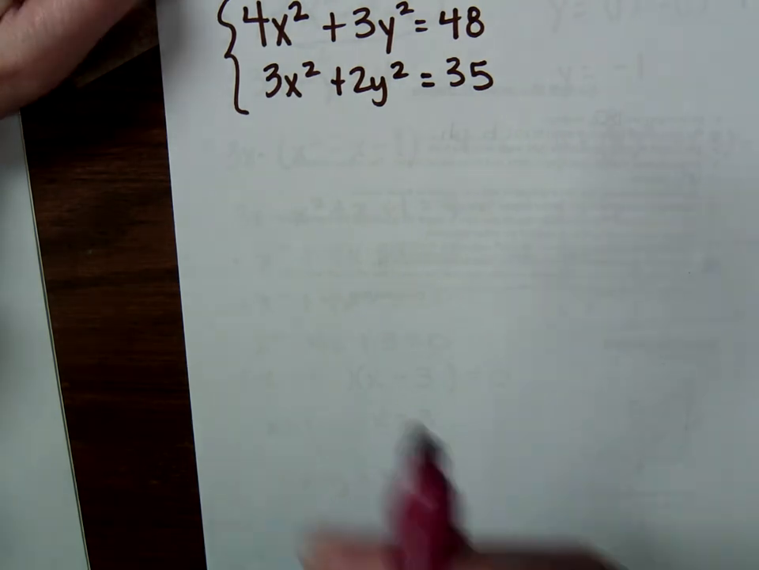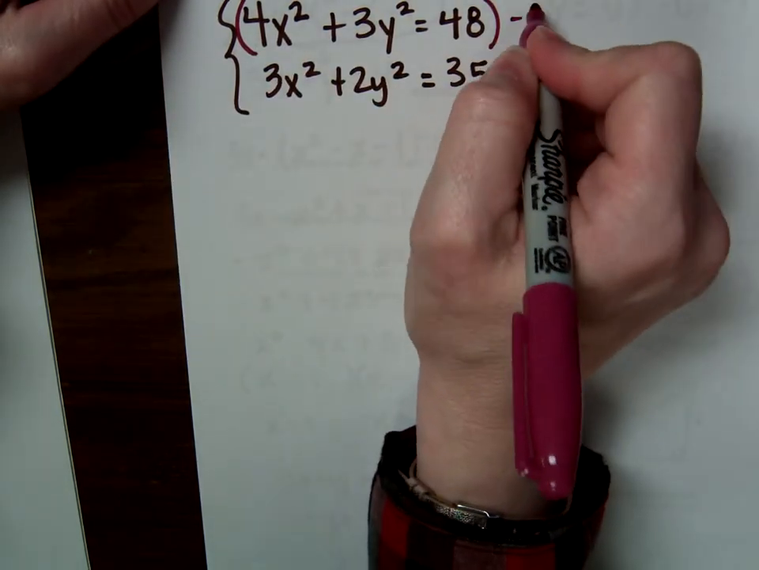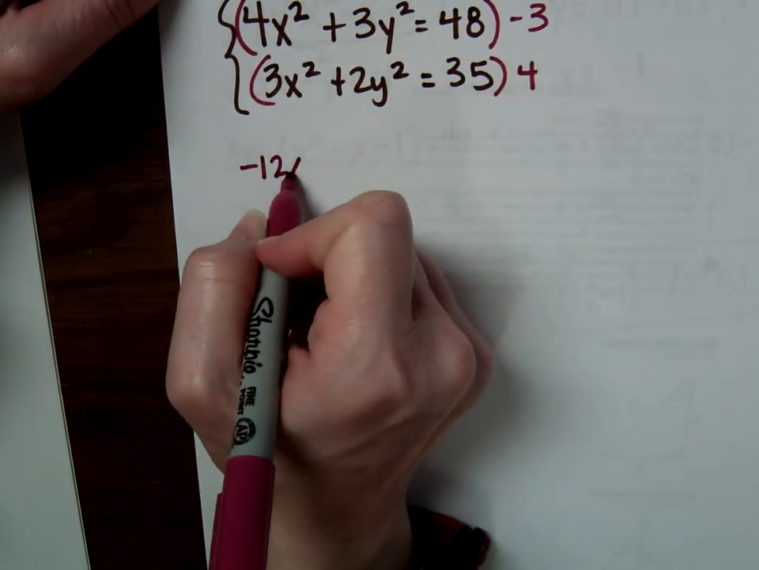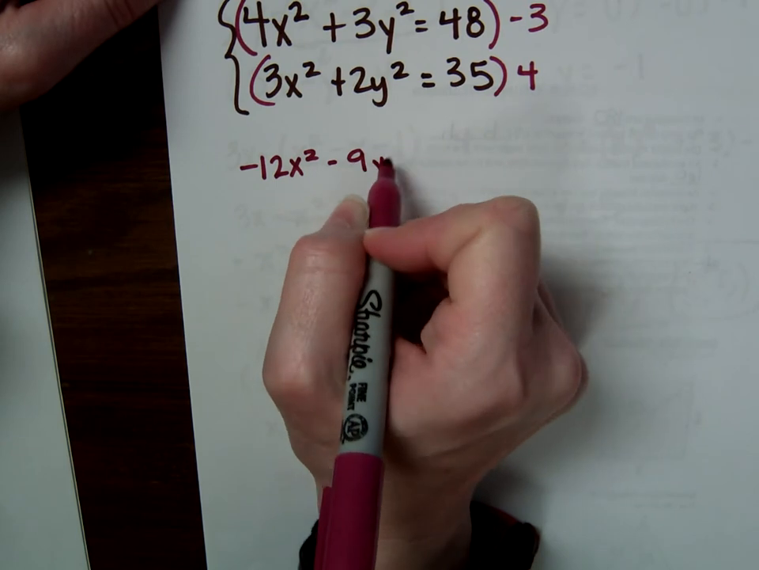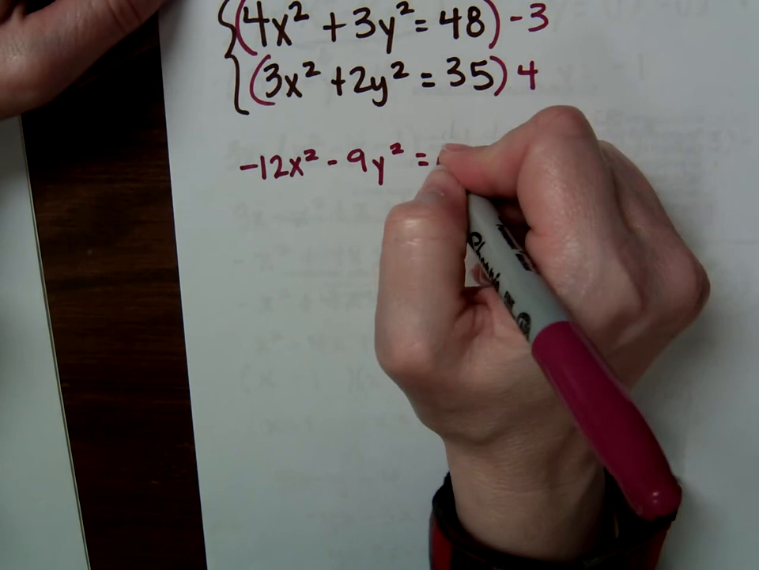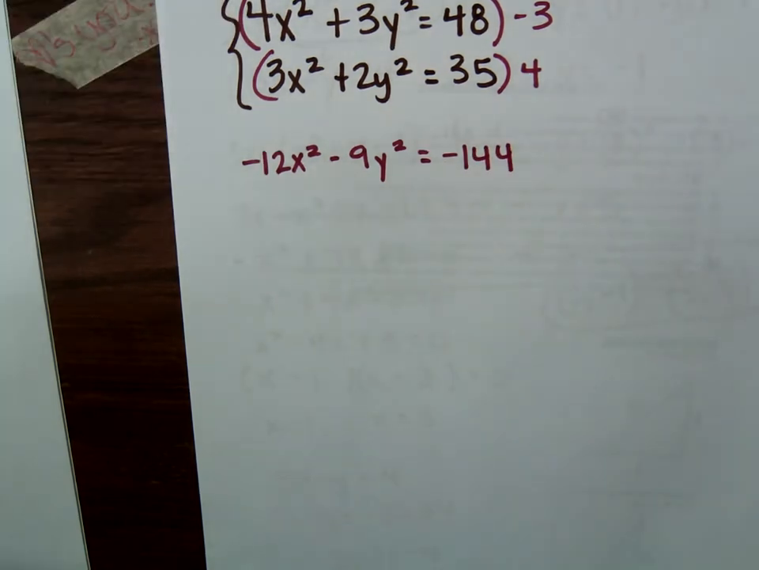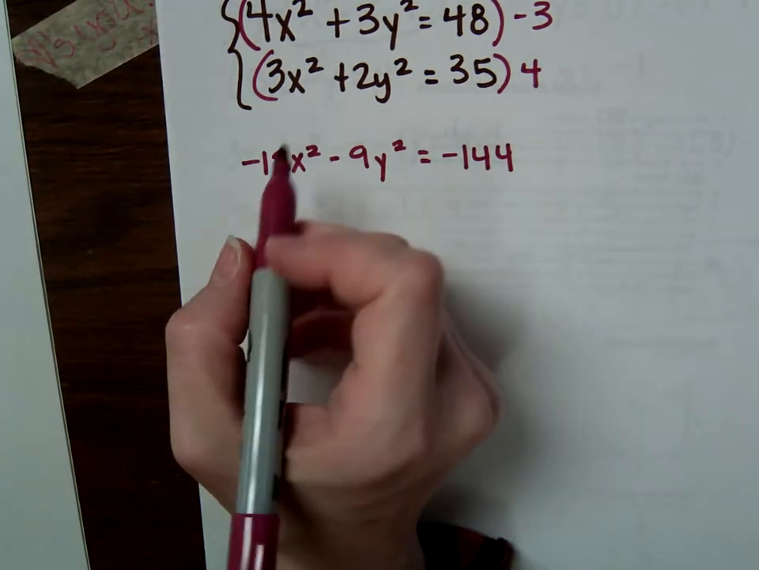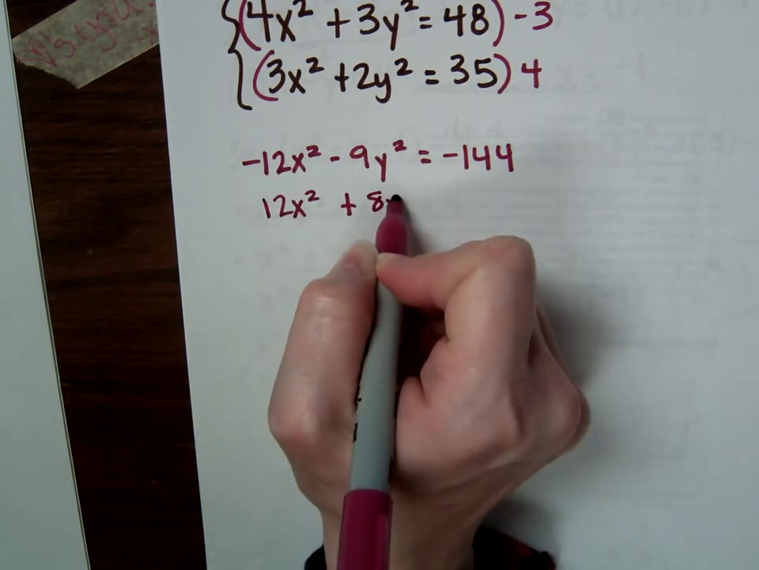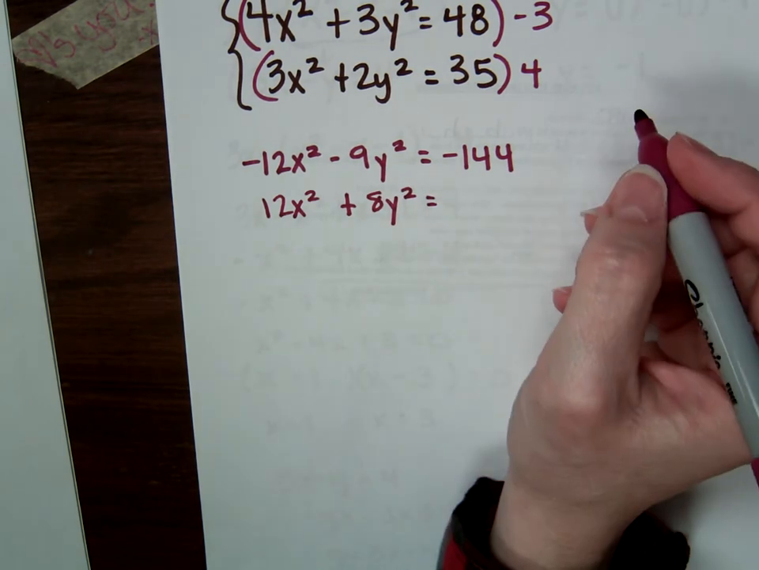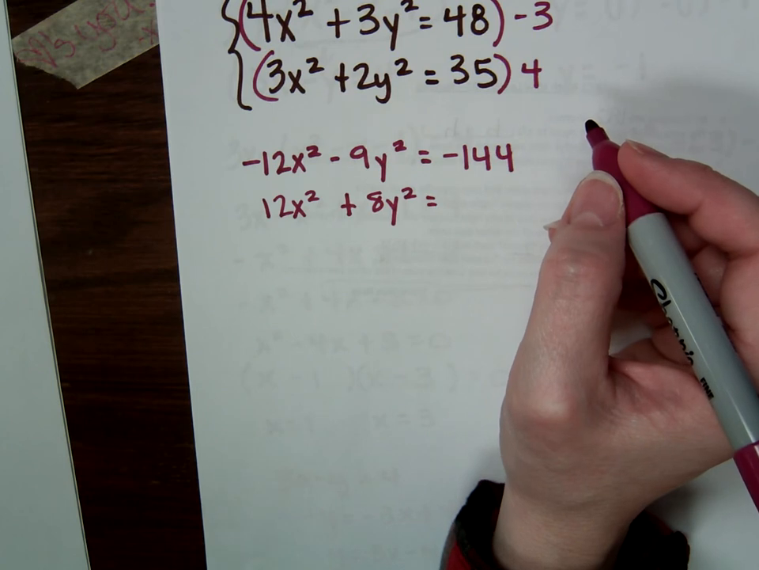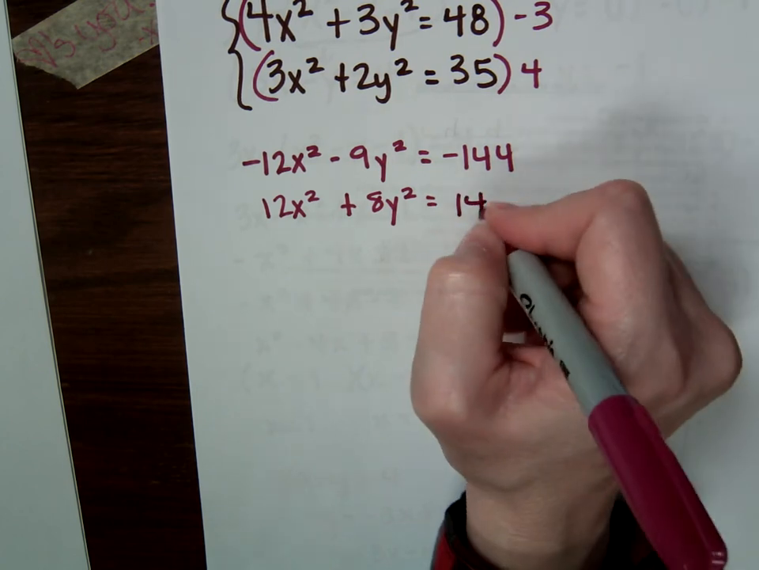X's. Always. So multiply that one by -3. Multiply that one by 4. Negative 12x squared minus 9y squared equals, let's see, what is that? Negative 144? Somebody better check me on that one. It is? Okay. So then that's 12x squared plus 8y squared equals 140. Okay. All right.